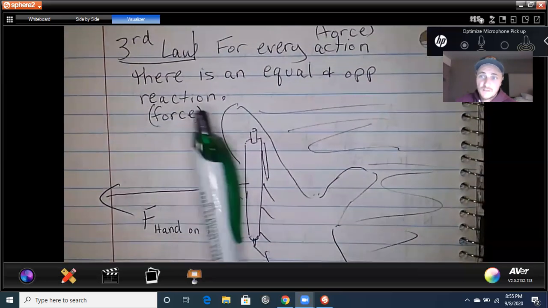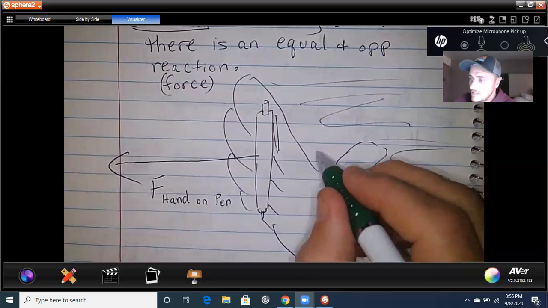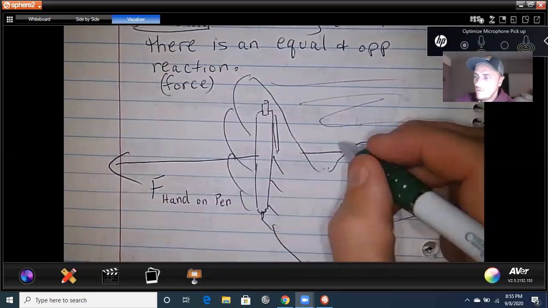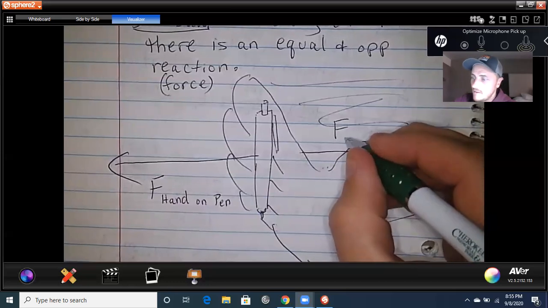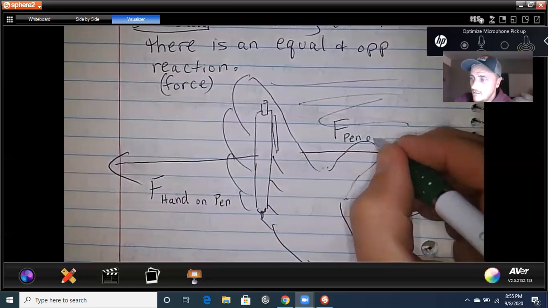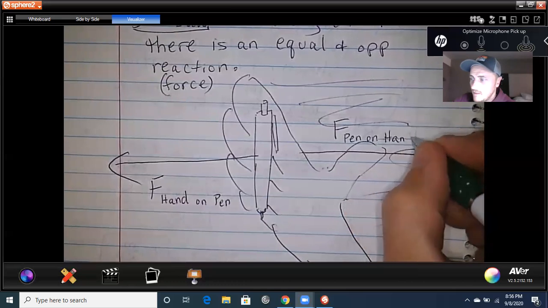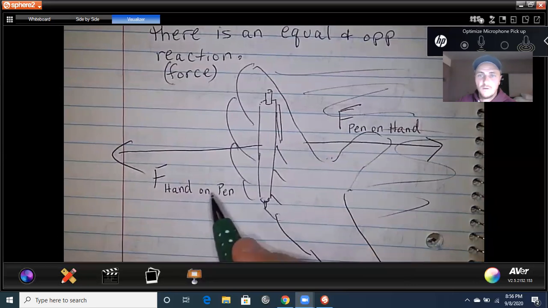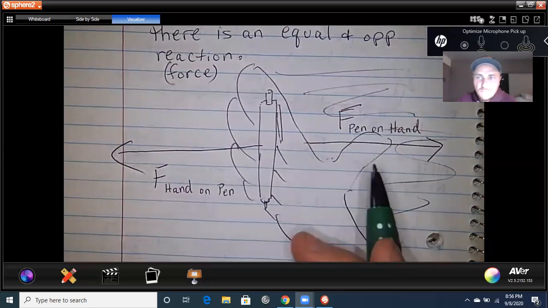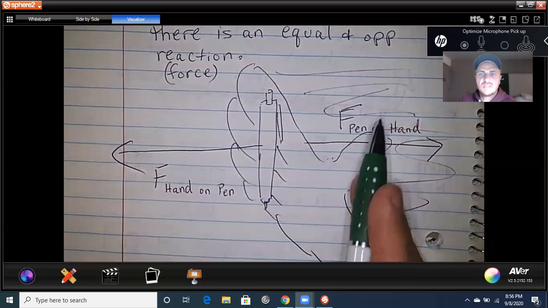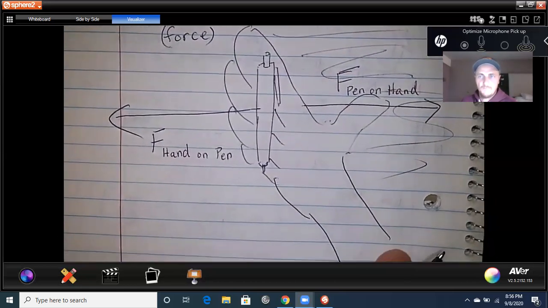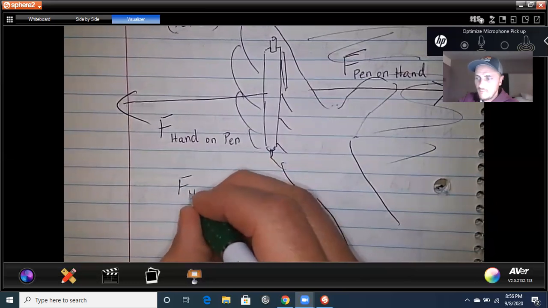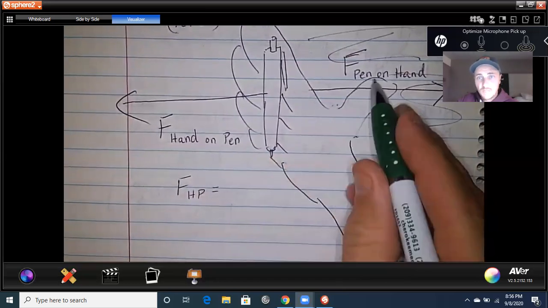But if this law is true, and it is, then there is an equal and opposite force on my hand, and I'm going to draw that vector the same length as that one, and that is the force of the pen on the hand. And I'm telling you right now, they're equal to each other. They're absolutely equal. If you wanted to throw in that value of 1,000 helps you, that's fine. I'm not going to. I'm going to stay general just like this, okay? Coming down here, I would say FHP equals FPH.